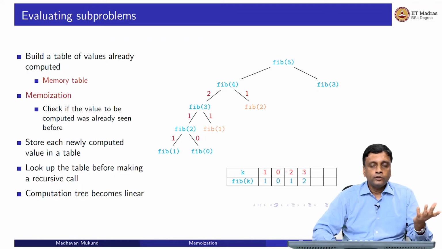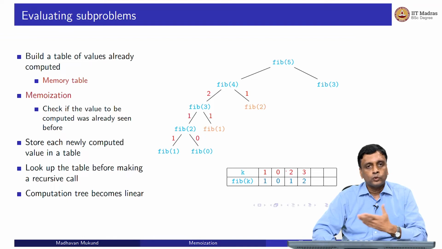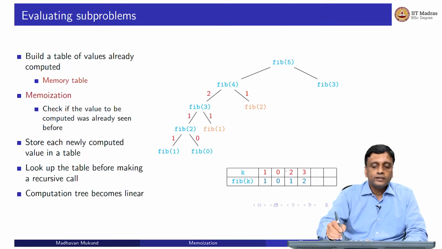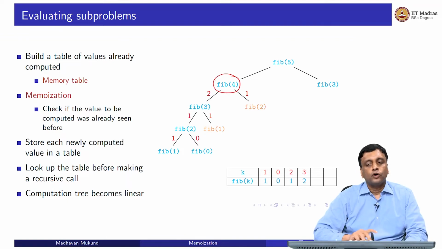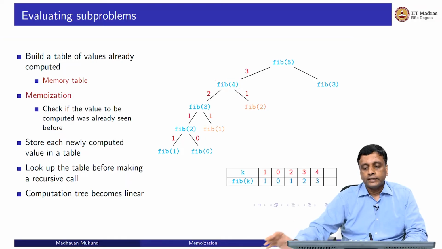So if it was already known to be Fibonacci of 2 or already known to be 1, it is not going to change. So it is just 1, you just look it up and give it back, right. So with this now I have computed Fibonacci of 4. So I can now make a new entry in the table saying Fibonacci of 4 is 3.